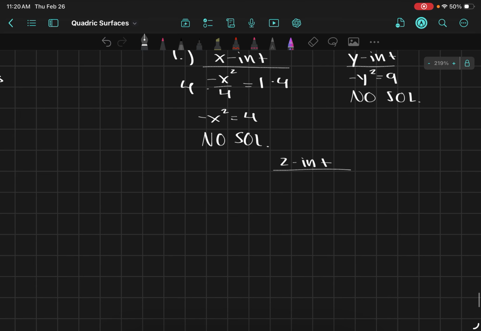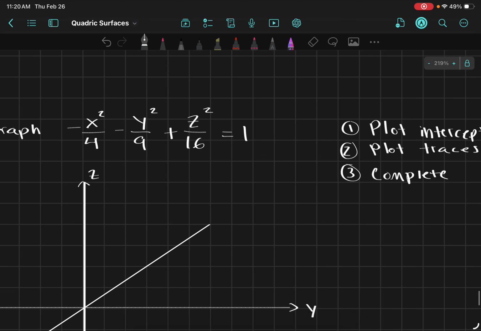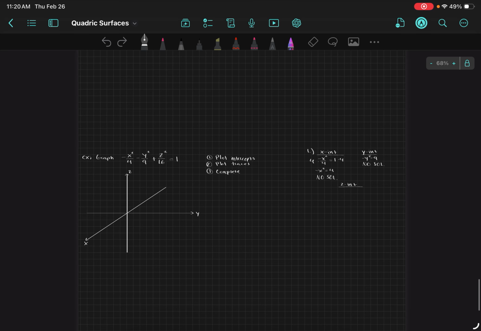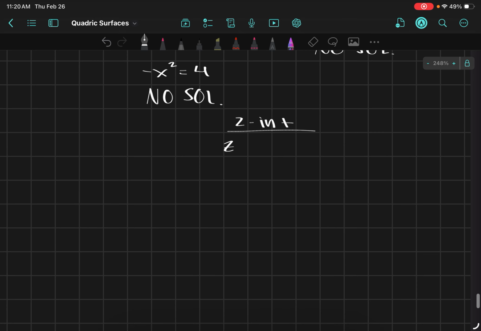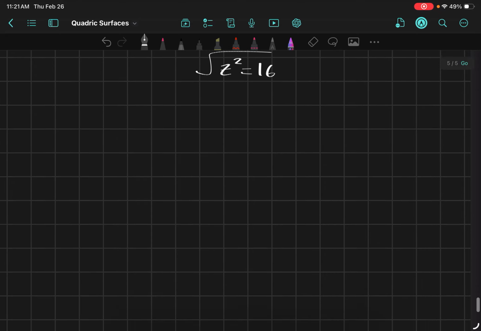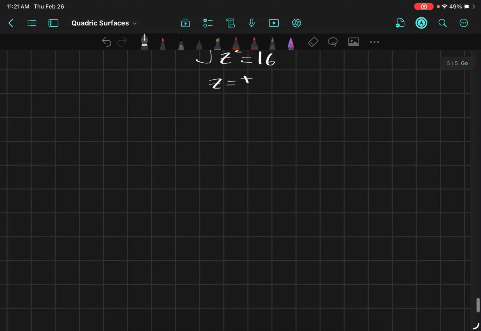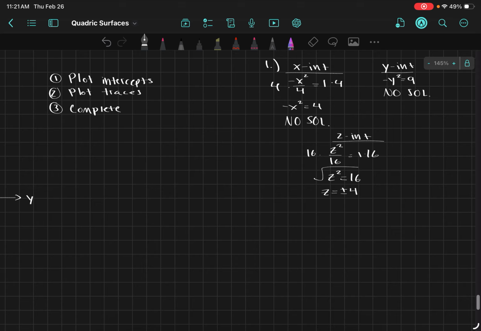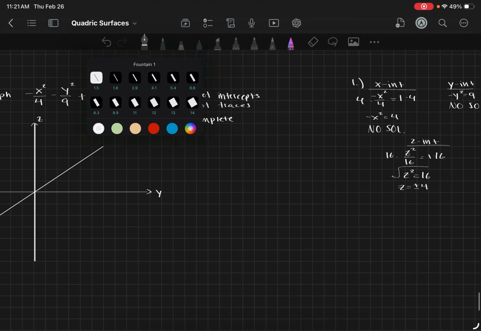Our z-intercept, does this one even work? X is 0, y is 0, z squared over 16 is equal to 1. Looks like this might work. We have z squared over 16 is equal to 1. Multiply both sides by 16. We have z squared is equal to 16. Square root both sides. We have z is equal to positive or negative 4. We only have z-intercepts, so let's go over to our graph.